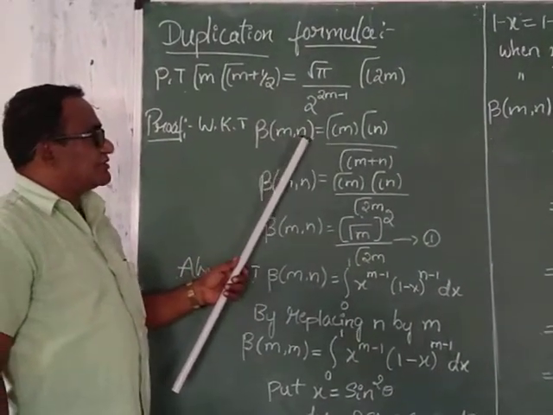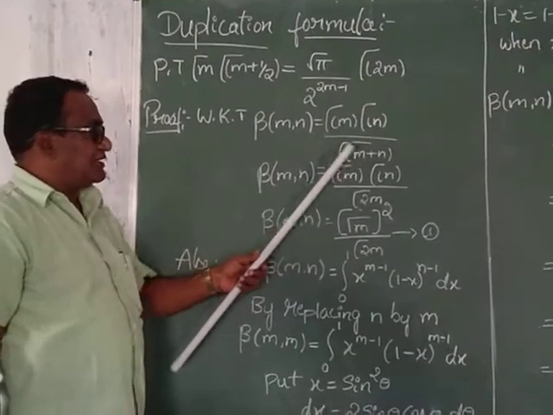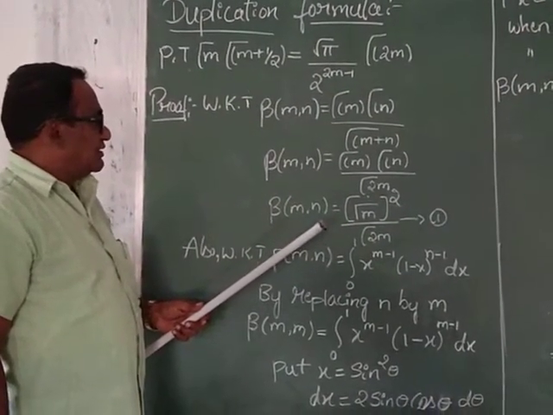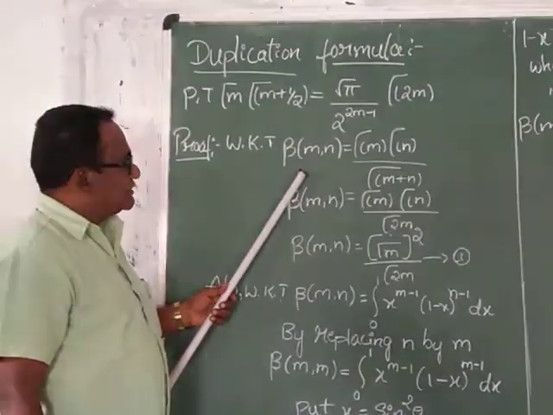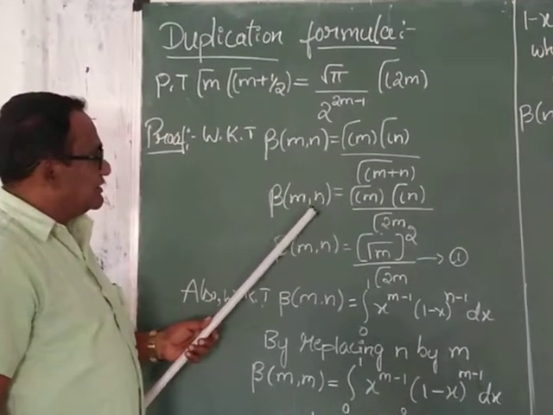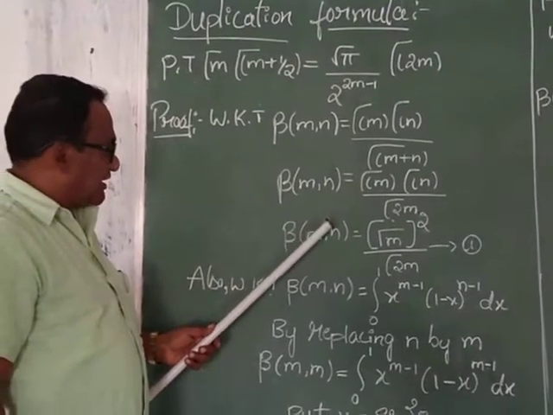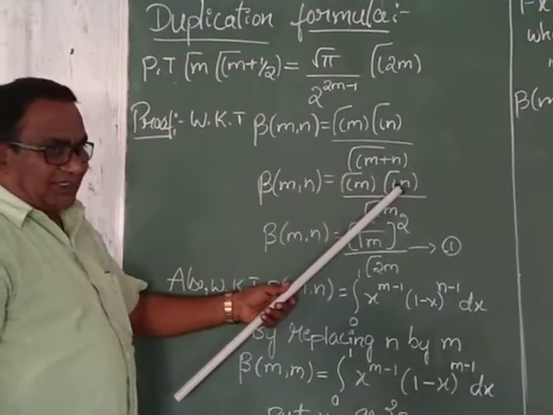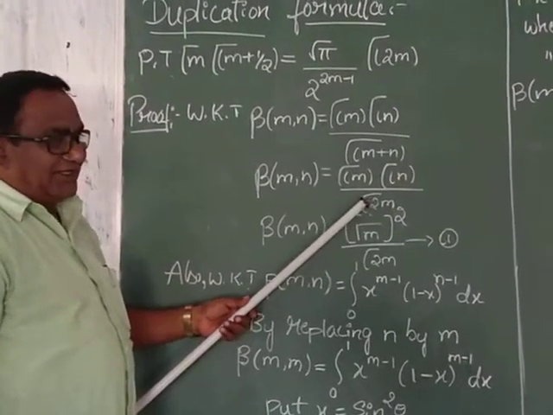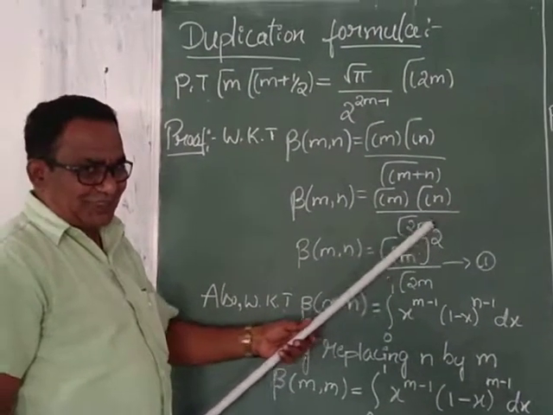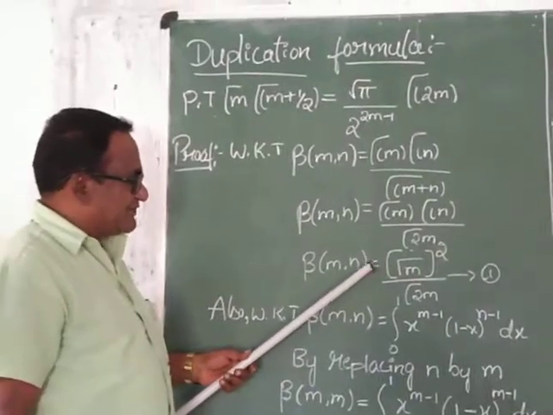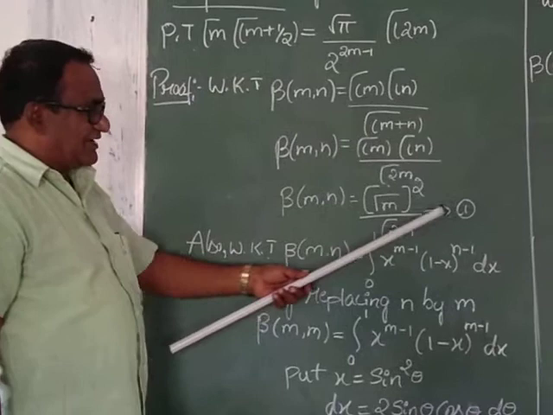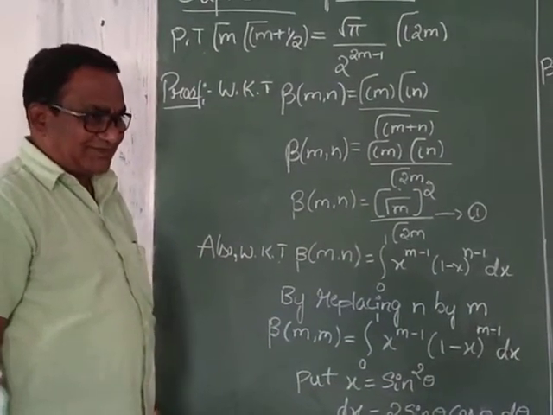Beta m, n is equal to gamma m into gamma n divided by gamma m plus n. Of course, if I put m is equal to n here, then beta m, m is equal to gamma m into gamma m divided by gamma of m plus m, which is 2m, is equal to gamma m whole square divided by gamma 2m. Call this result number 1.